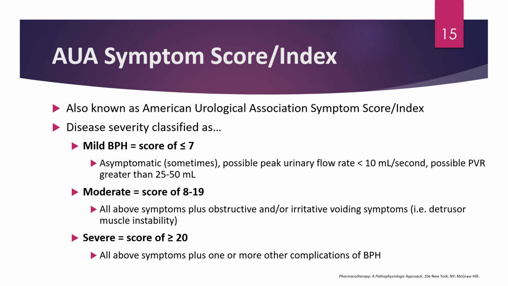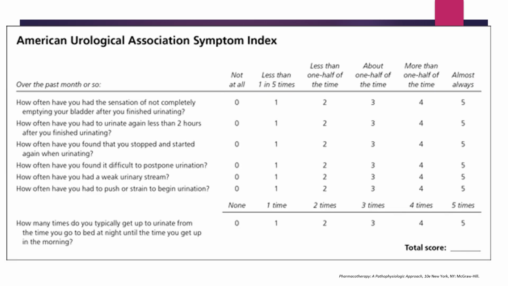In patients with severe BPH, that correlates to a score of greater than or equal to 20. And that will correlate to all of the above symptoms plus 1 or more other complications of BPH. And we'll talk about the complications shortly. So this is what the index actually looks like.